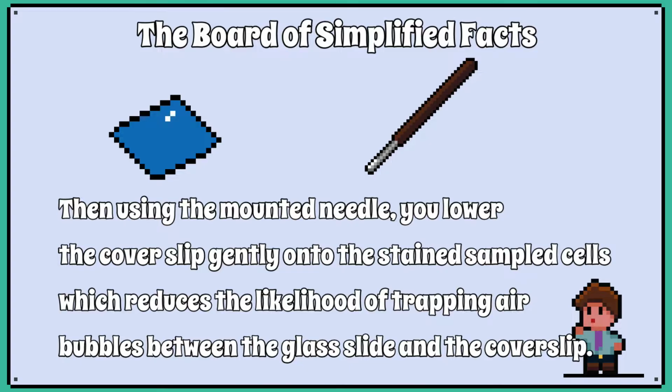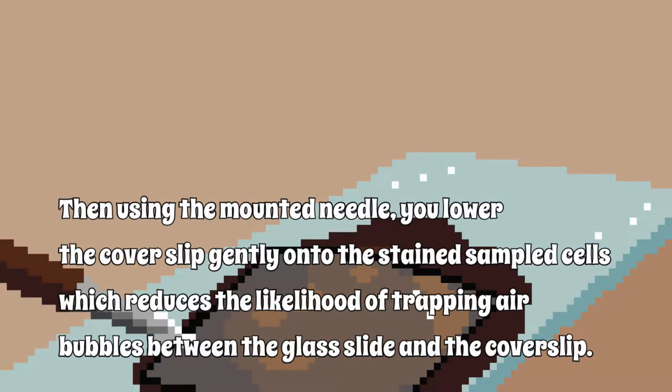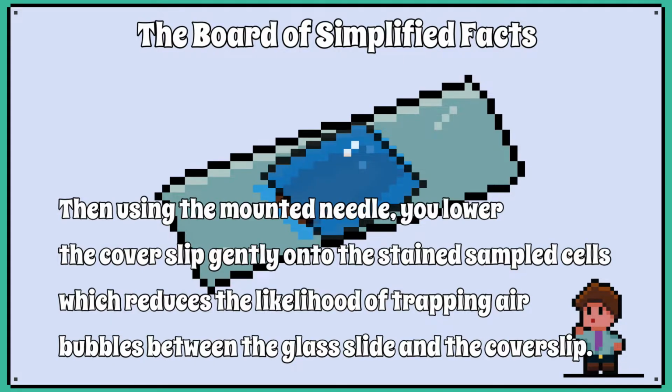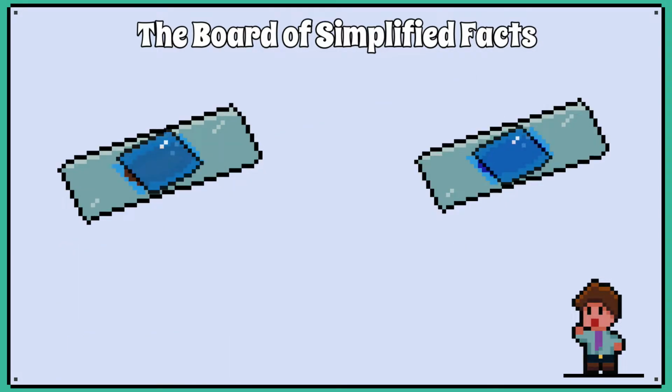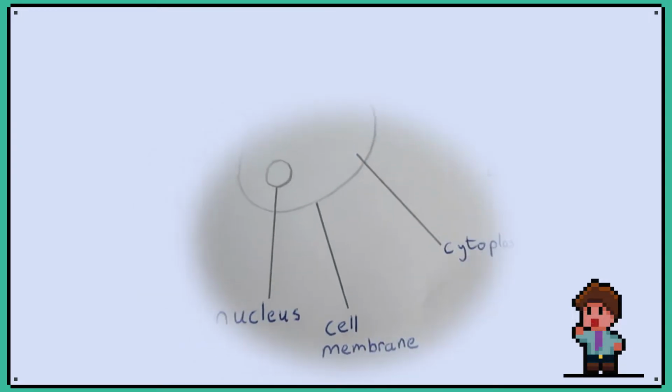Then, using the mounted needle, you lower the cover slip gently onto the stained sampled cells, which reduces the likelihood of trapping air bubbles between the glass slide and the cover slip. Now that we have our slides prepared, we need to view the cells at different magnifications and draw and label the cell features that can be seen using a light microscope.